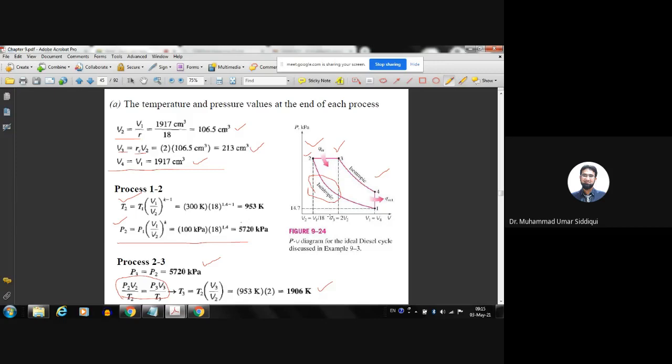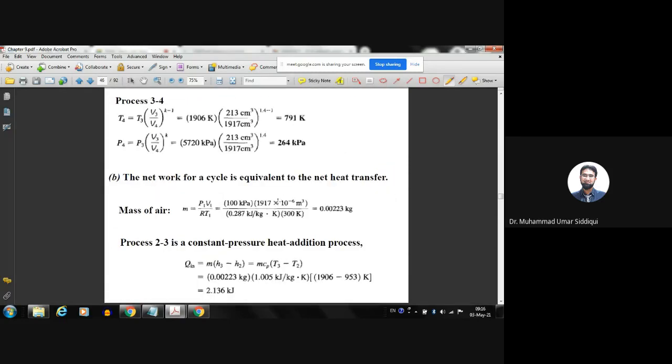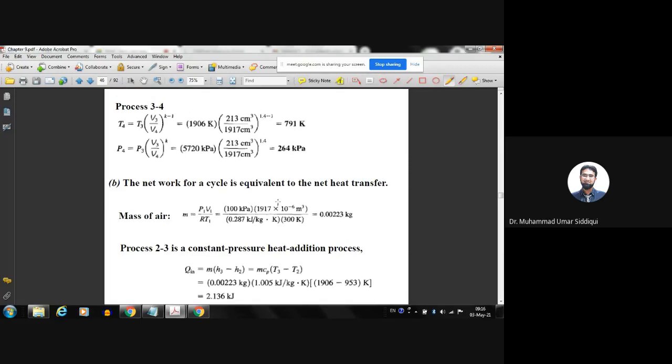In the same way from 3 to 4, we are going to use the isentropic relationships, because 3 to 4 is an isentropic expansion. For an isentropic expansion, we have the isentropic relationships between temperature, pressure and volume. So we're going to use these to determine T4 and P4. So now we know all the temperatures, pressures, and volumes at all the state points within the diesel cycle.